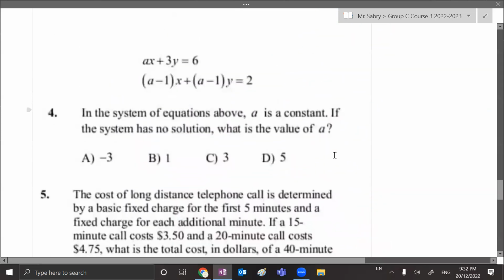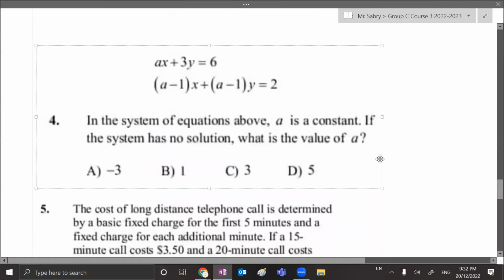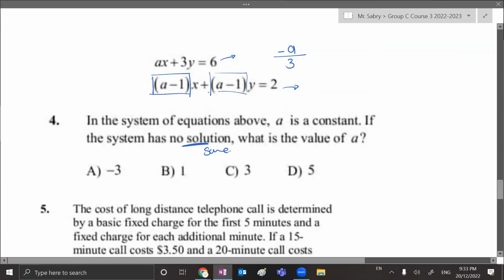Let's move to number 4. Number 4, you're given again two equations and you're told that this has no solution. And we just learned that no solution means same slope. So I'll get the slope of the first one, negative the number next to the x over the number next to the y. And I'll get the slope of the other one. Now what's the slope of this one? Negative the number next to the x, which is this whole thing, over the number next to the y, which is this whole thing. So negative a minus 1 over a minus 1.